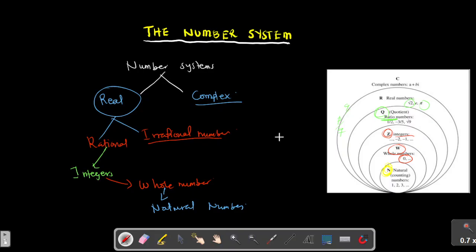In our next lesson, I'm going to take you through each of these number systems and how they evolved, the special properties they have, and how to use them appropriately. So stay glued to your seat.